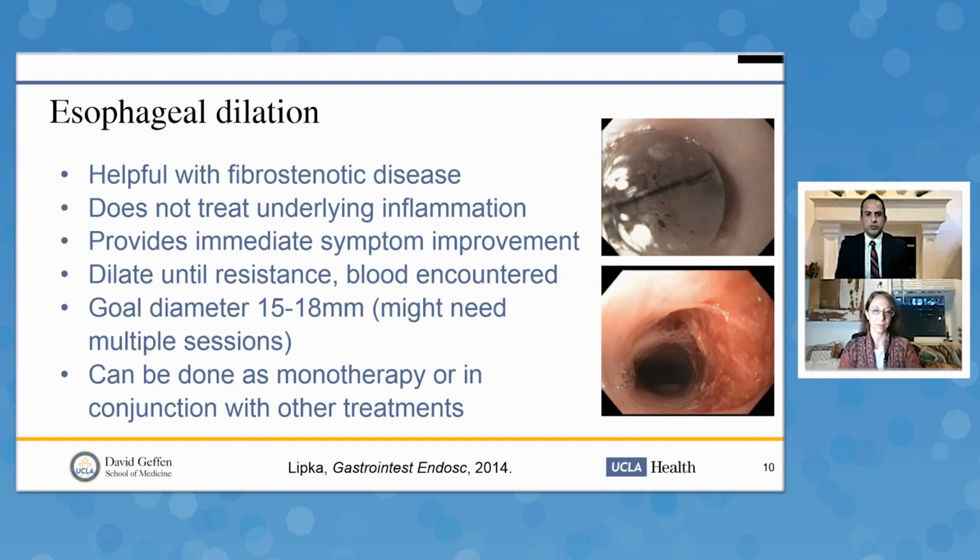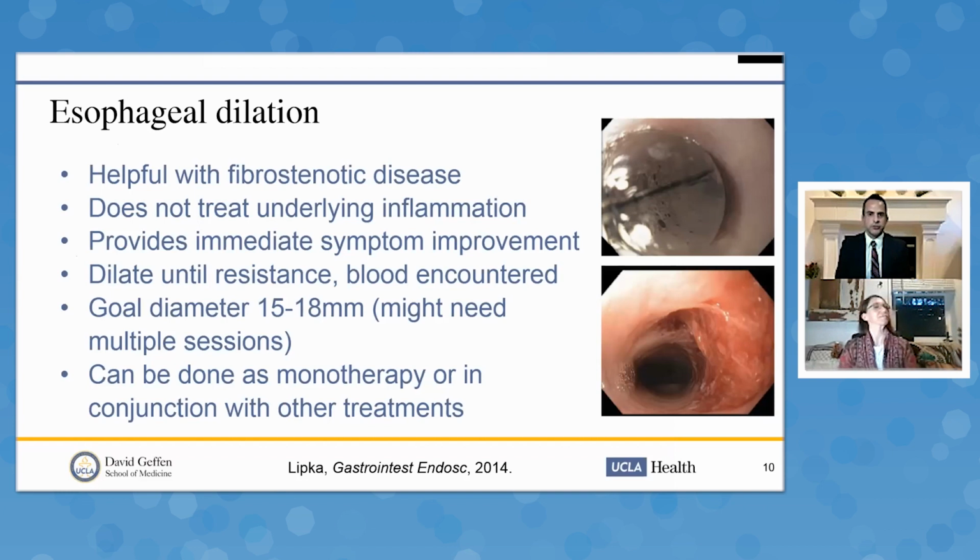The goal is you want to reach resistance, typically using a balloon, although the bougie dilators can be quite effective as well. And you go up until the point that you encounter significant resistance or blood, indicating that you have created a mucosal tear. Now, I put here that the goal is 15 to 18 millimeter diameter, but you might need multiple sessions to reach that. So if you see a patient who has an esophageal diameter of 12 millimeters because of a stricture, you're probably not going to get them much bigger than, say, 13, 14 millimeters on the first go around.